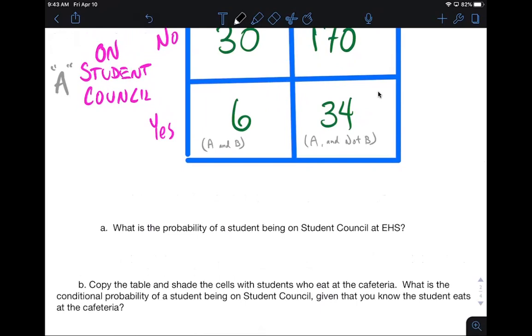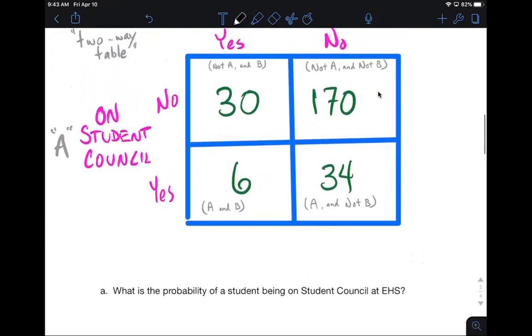So look at that. What is the probability of being on student council at this high school? Well, on student council, all right, how many of those are there? Well, there's 6 here, there's 34 here, so that makes a total of 40. So there are 40 people on the student council, but we need one more number to figure out what the probability is. So these really aren't probabilities in this two-way table. They're just raw numbers, you might say. We need to know how many students are at this school, right? So let's do a little bit of work here first.